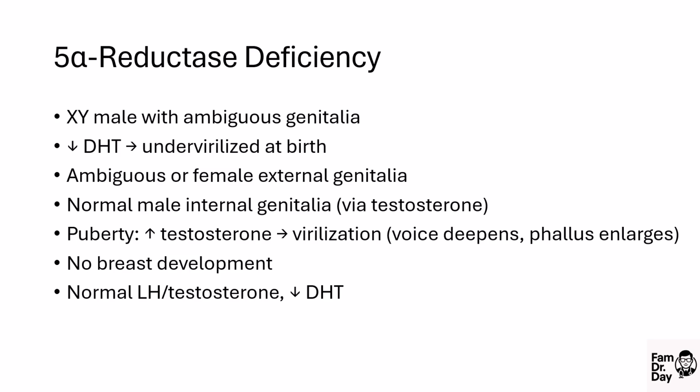At puberty, a surge in testosterone leads to spontaneous virilization. Voice deepens, muscles grow, and the phallus enlarges, even if it looked like a clitoris at birth. Unlike AIS, these patients have no breast development because estrogen levels remain low. Hormonally, they have normal testosterone and LH, but low DHT. That's the classic triad.